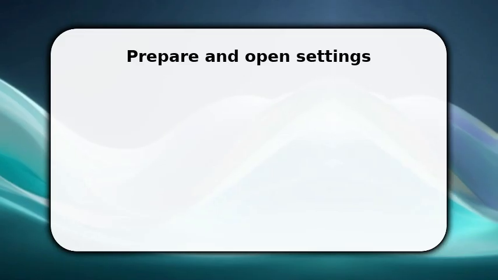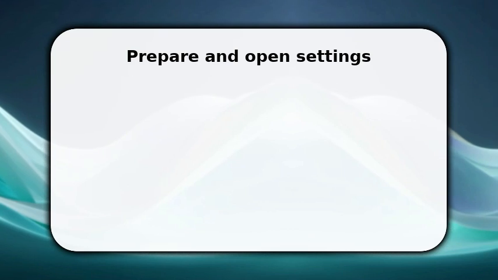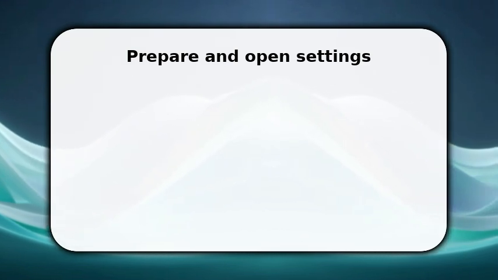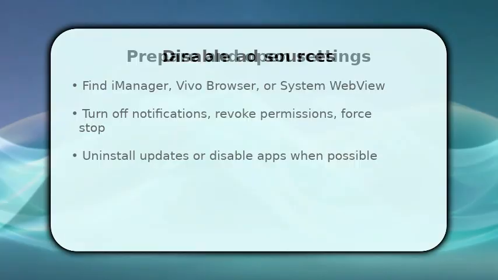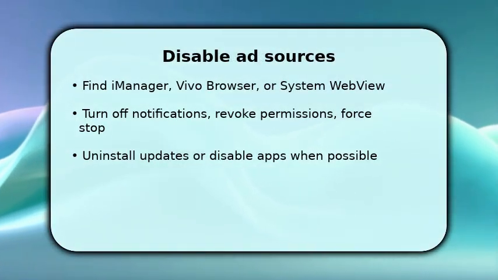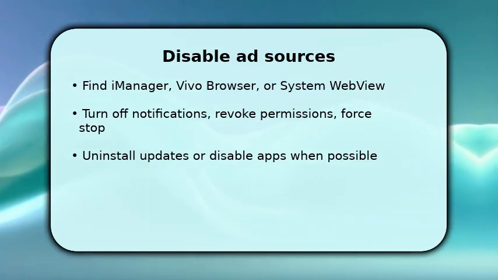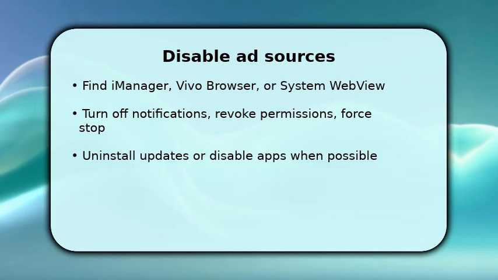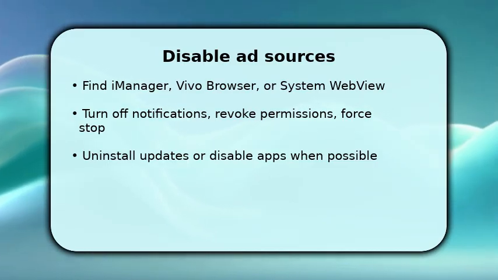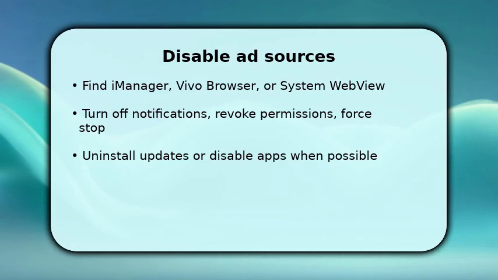Proceed to locate Browser, System Services, or apps labeled Vivo or iManager, because those commonly show auto ads. Next, scan the listed system apps for iManager, Vivo Browser, System Web View, or any unfamiliar app that requests overlay or notification permission. Tap an app, choose Notifications and turn them off, then revoke Draw Over and Launcher permissions. After that, force stop. If the app allows, uninstall updates or disable it to remove bundled ad modules.